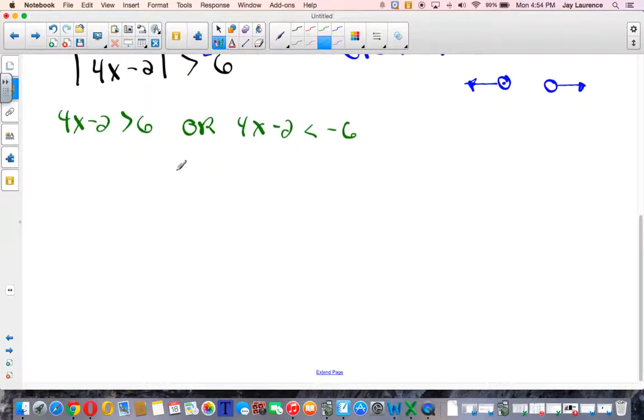All right, again, I'm going to solve both parts. So I'm going to get 4x is greater than 8. I added 2 to both sides. X is going to be greater than 2.